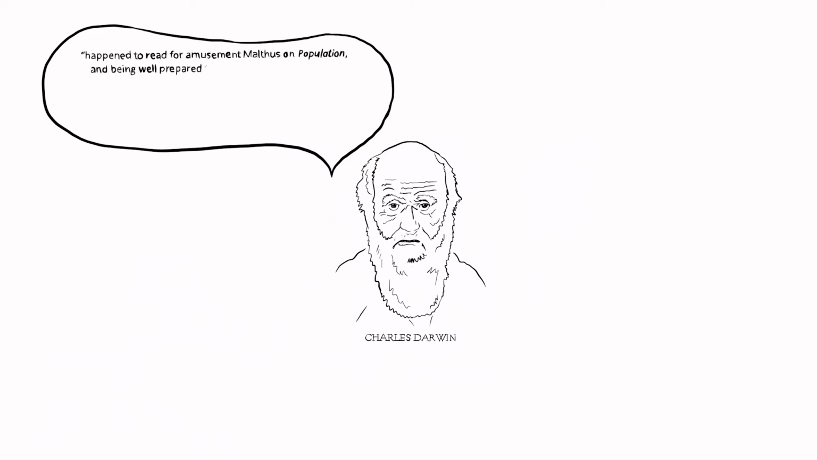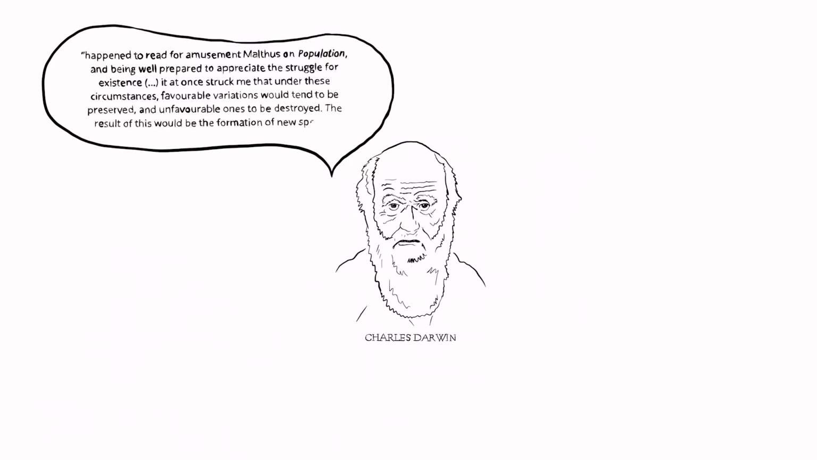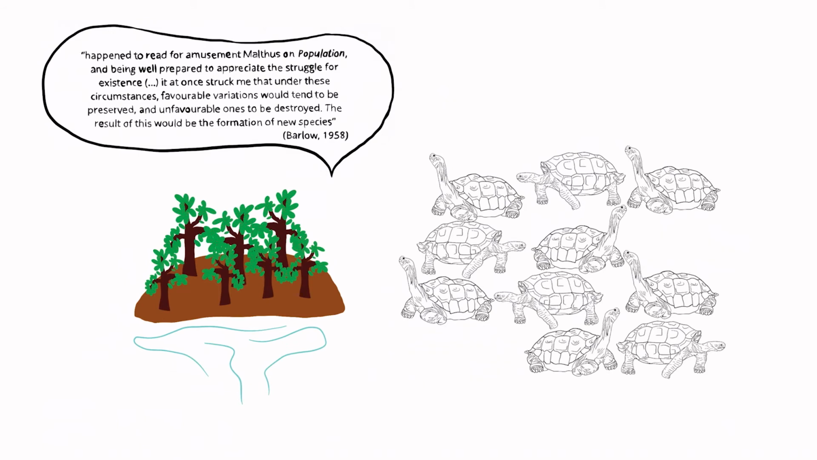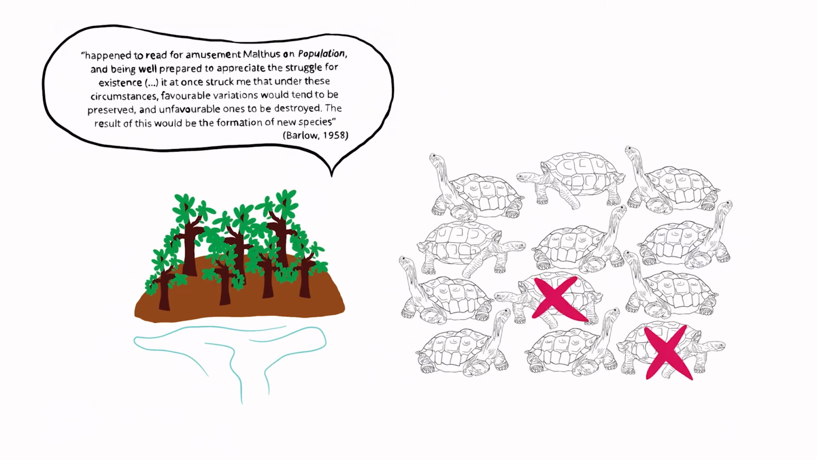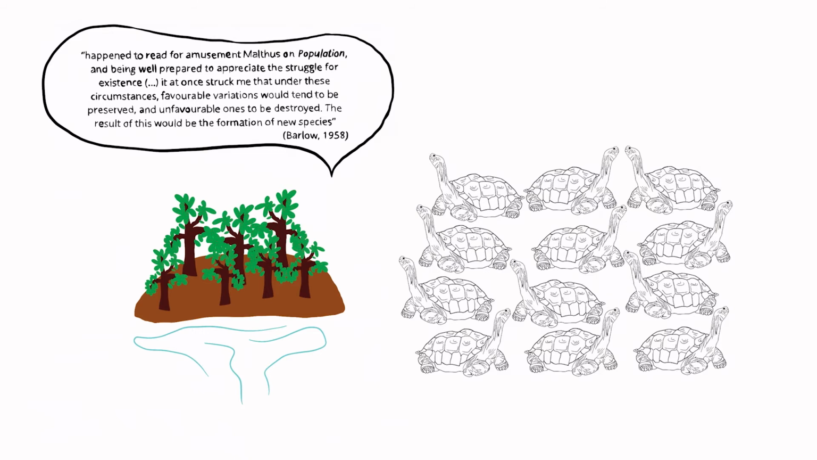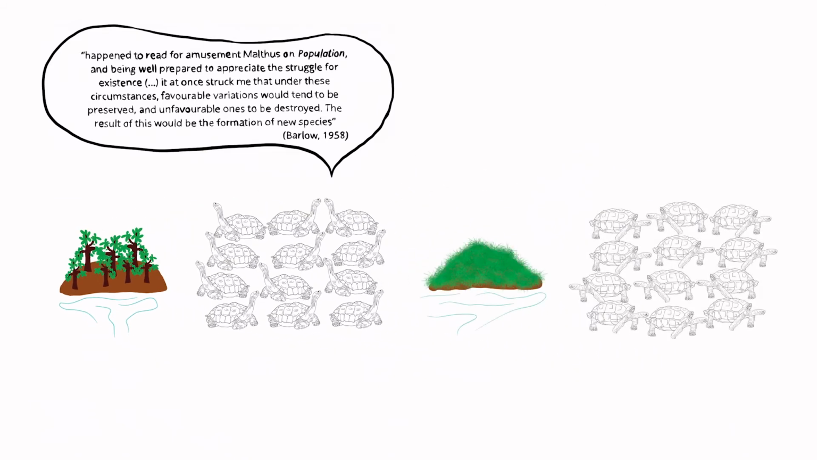According to Darwin, the discovery of natural selection took place in October 1838, when he happened to read for amusement Malthus on population, and being well prepared to appreciate the struggle for existence, it at once struck me that under these circumstances, favorable variations will tend to be preserved and unfavorable ones to be destroyed. The result of this would be the formation of new species. So, what if we could replicate Darwin's steps?